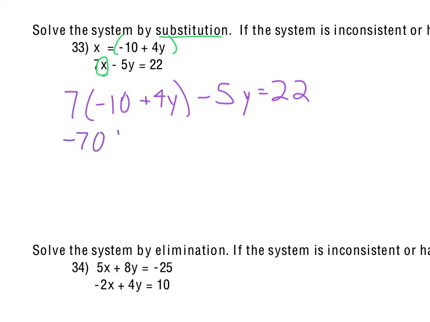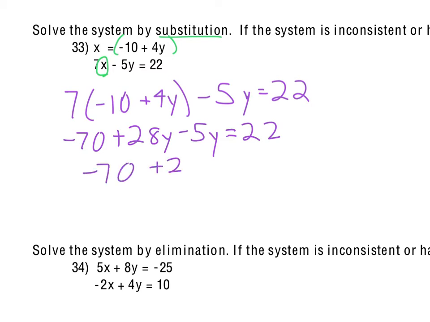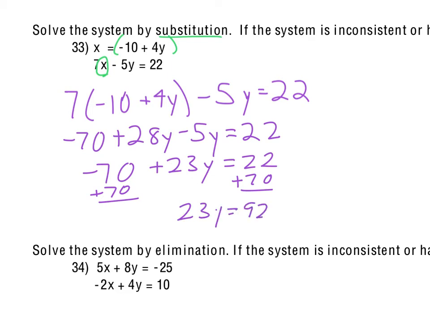We get -70 plus 28y minus the 5y. Maybe redo that, that's 5, equals 22, and that's an equal sign. I do have some like terms on the left side there with the 28y and the minus 5y, so -70 plus 23y equals 22. Add the 70 to both sides, so plus 70, we're going to get 92 on the right side, so 23y equals 92.